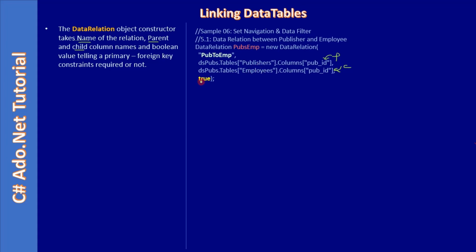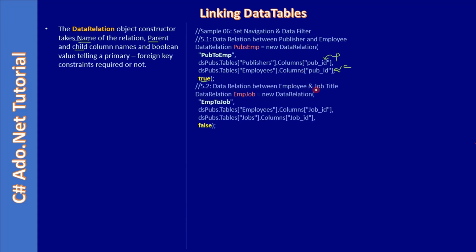The true parameter here tells it to use the primary foreign key constraints when creating the relation. That means since we are creating a primary foreign key relation, the publisher ID should be unique, right? And here the publisher ID in the employee table will refer to the publisher table.